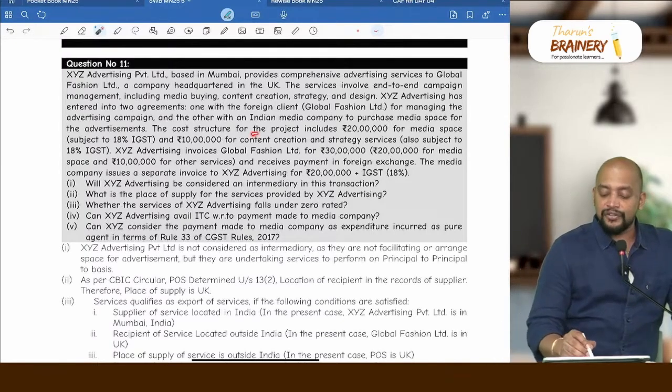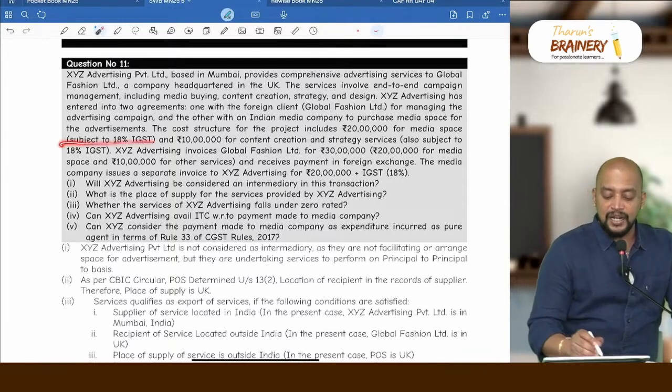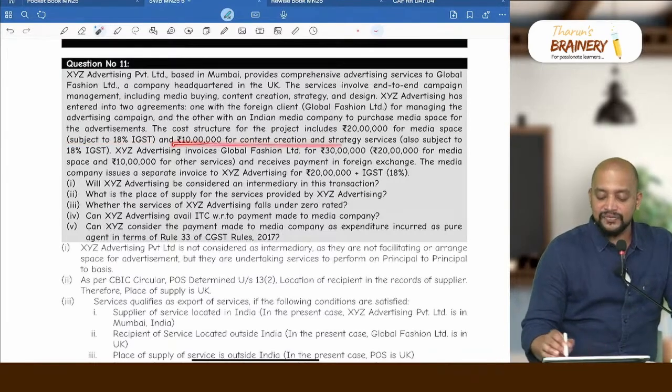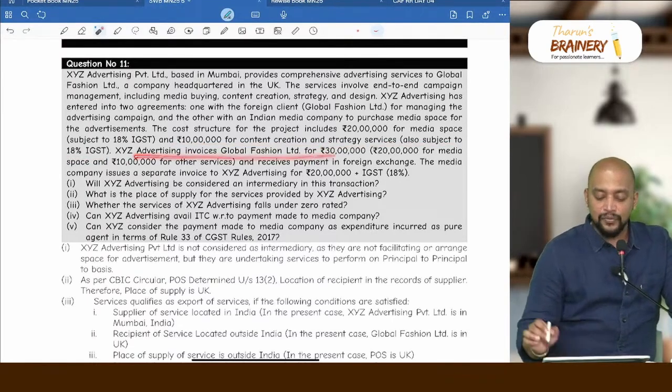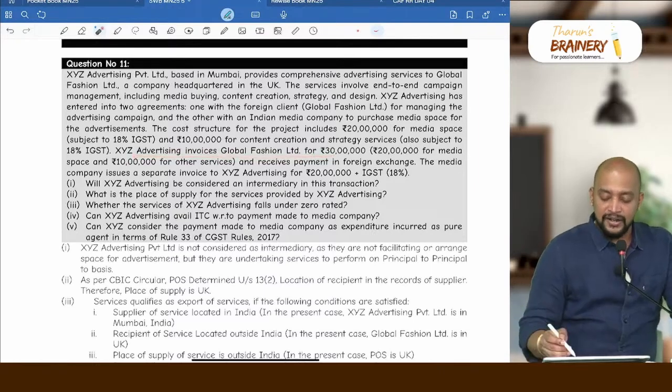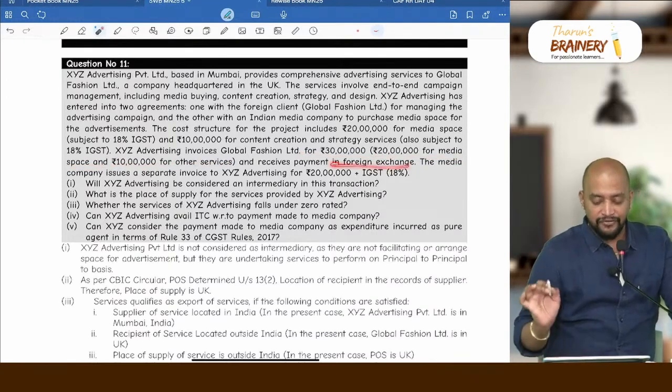The cost structure for the project includes 20 lakhs for the media space subject to 18% IGST and 10 lakhs for content creation and strategy services also subject to 18% GST. XYZ Advertising invoices Global Fashion Limited for rupees 30 lakhs, 20 lakhs for media space and 10 lakhs for other services, and receives payment in foreign exchange.